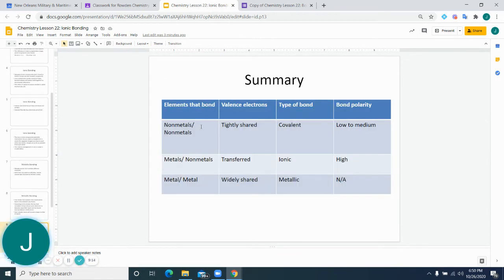So this chart just kind of explains them. Non-metal, when it bonds with a non-metal, they're going to share the electrons because they're fighting over them, and you get a covalent bond. You're either going to have low to medium bond polarity, because normally you have negative in the middle and a positive on each side. When you have a metal to a non-metal, you're going to transfer the valence electrons. So you're going to literally give one electron from one to the other. So it's going to be very polar. We call that ionic. And then with a metal and a metal, there's not even really polarity because they're not fighting over the electrons. They just share a whole bunch of electrons between them.